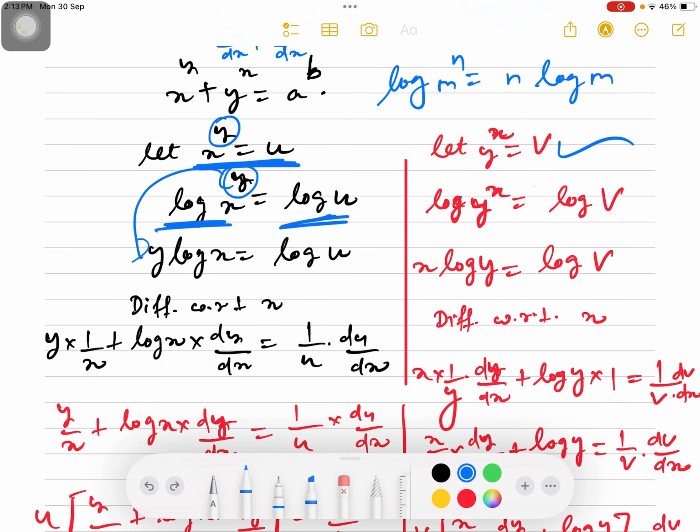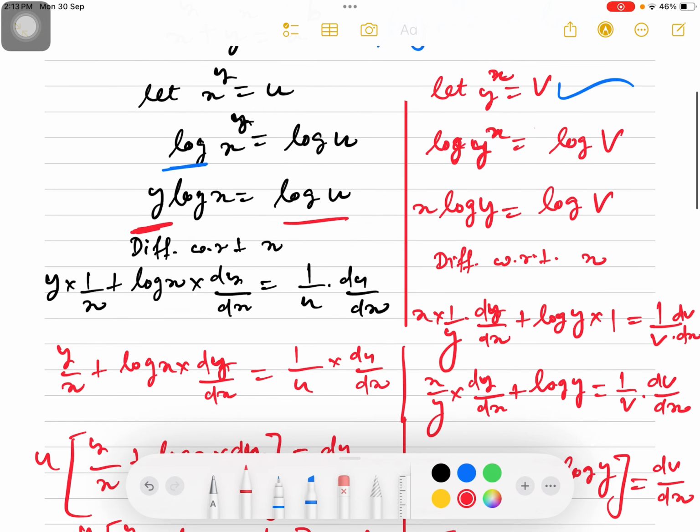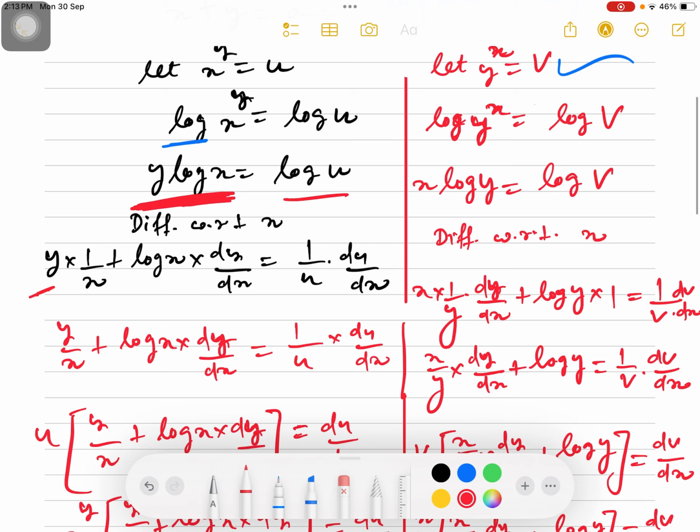So see, this y has come down, and so y log x equals log u. Now the variable has come down, it is not in the exponential form, so we can differentiate it easily. Here one function is y, other function is log x, so we have to use the product formula. What is the product formula? First function as it is, derivative of the second, so log x derivative is 1/x, plus second function as it is, log x as it is, derivative of the first.